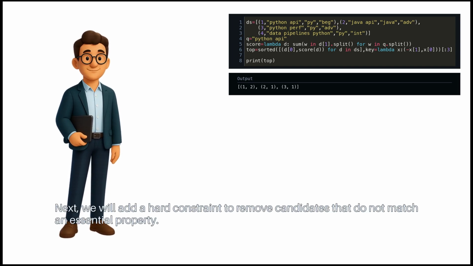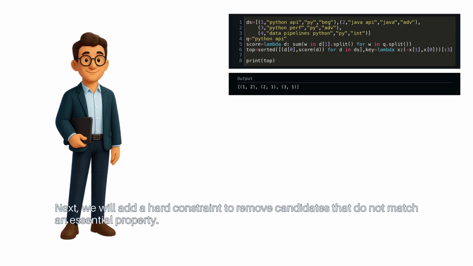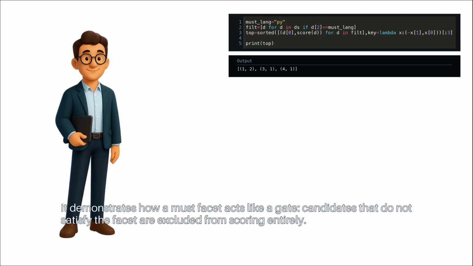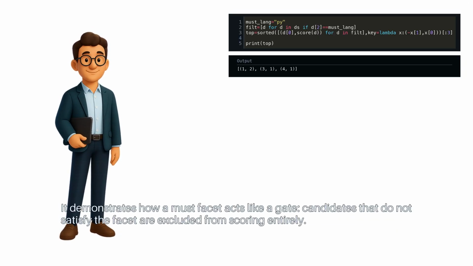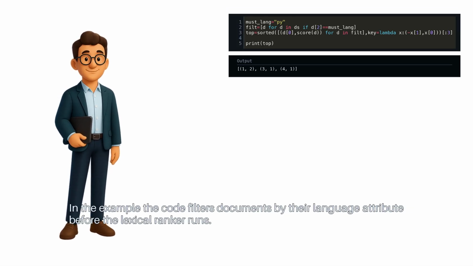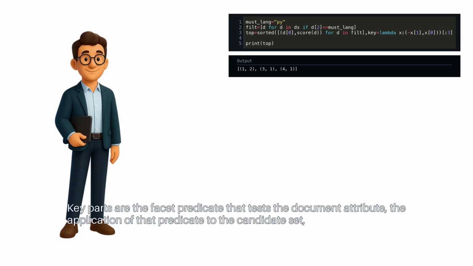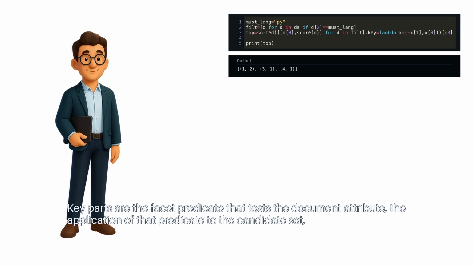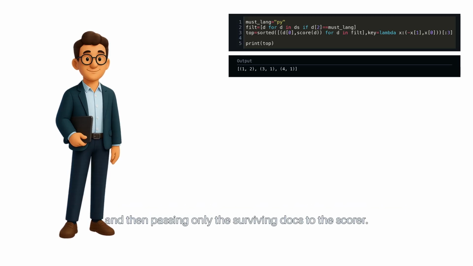Next, we will add a hard constraint to remove candidates that do not match an essential property. This snippet enforces a must facet to constrain candidates by lang. It demonstrates how a must facet acts like a gate. Candidates that do not satisfy the facet are excluded from scoring entirely. In the example, the code filters documents by their language attribute before the lexical ranker runs. Key parts are the facet predicate that tests the document attribute, the application of that predicate to the candidate set, and then passing only the surviving docs to the scorer.